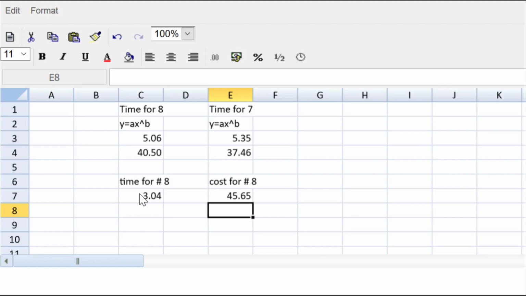There you go. So you decide if you like that better or if you want to stick with the calculator.